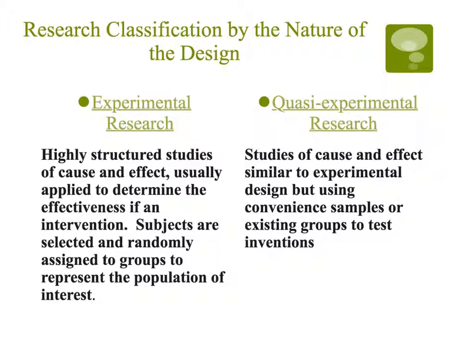So quasi-experimental studies look at cause and effect similar to experimental design, but use convenient sampling or existing groups to test interventions. For example, a quasi-experimental study might test an intervention by selecting populations in two different nursing homes, where one group gets the standard treatment and the other does not.